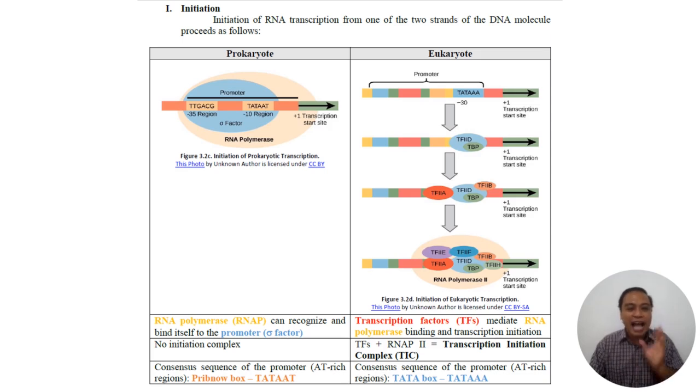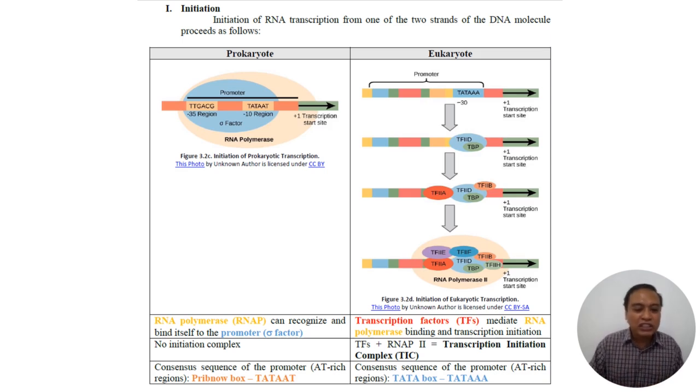Now, take note of what happens in prokaryotic initiation. The sigma factor, which is a very important protein here, will be the one to recognize the promoter sequence in order to help the RNA polymerase find the promoter sequence and to start off the transcription. So you see here that the sigma factor will be recognizing two important portions, which would be the negative 35 region, and then you have the negative 10 region over here.